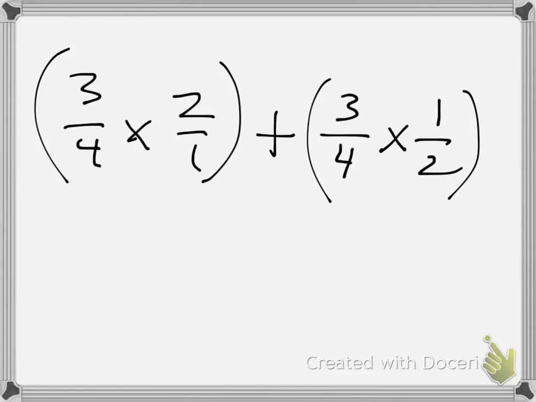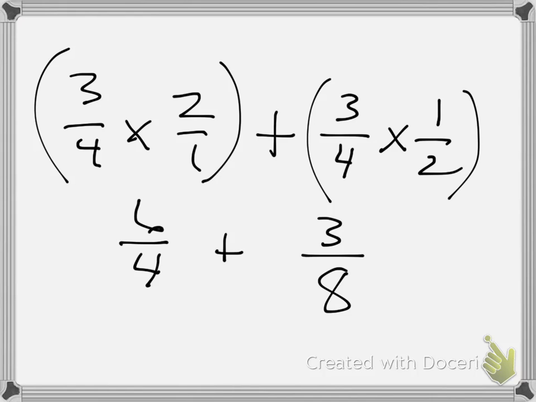All right, we have our problem set up. 3/4 times 2/1 plus 3/4 times 1/2. And I'm going to write the answer below. I have 3 times 2 is 6 over 4 times 1 is 4, plus 3 times 1 is 3 and 4 times 2 is 8. Notice that this one is a lot smaller than this one, and that makes sense because we're multiplying a whole number here. All right, so I have 6/4 plus 3/8.